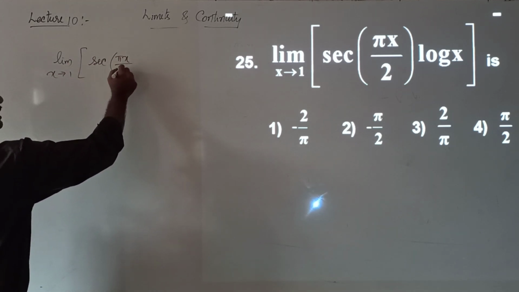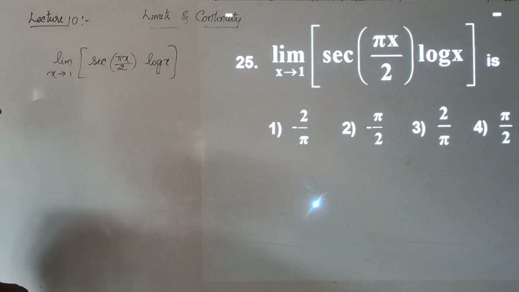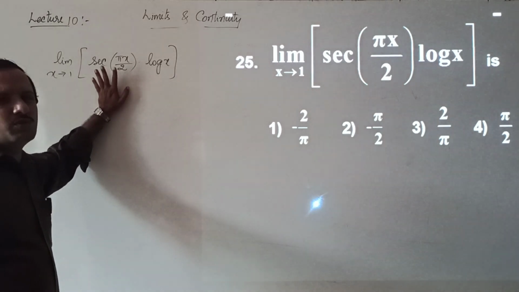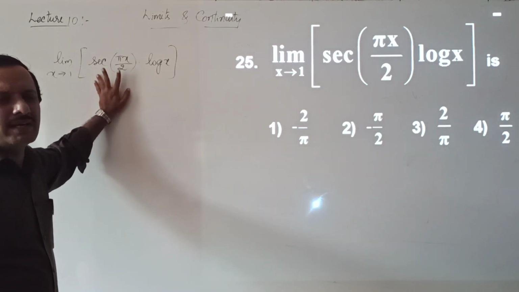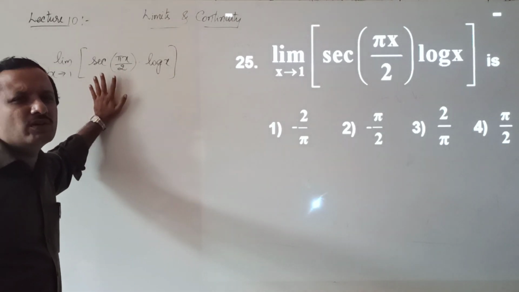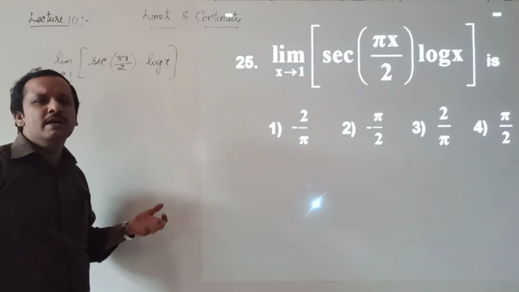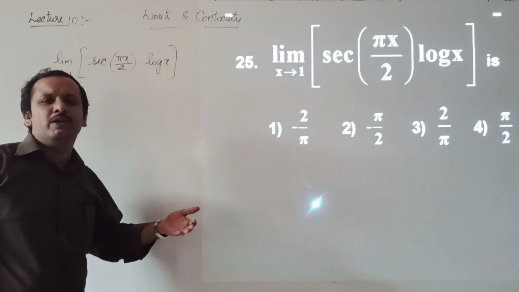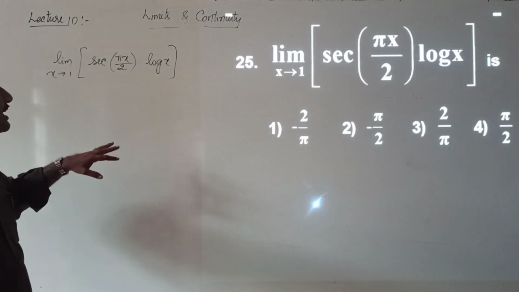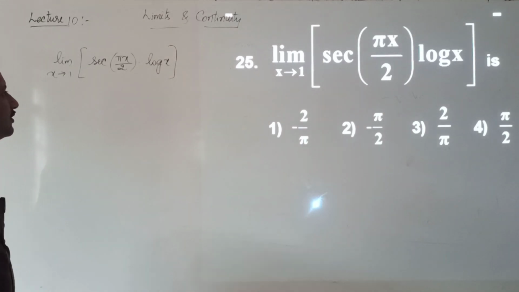Secant(πx/2) into log x is... Now, if I directly apply the limit as x tends to 1, I am getting secant(π/2) into log 1. What is the value of secant(π/2)? Secant(π/2) is not defined, or we can say it tends to infinity because cos(π/2) is 0. Secant is the reciprocal of cos. So if I directly apply the limit, I am getting infinity into 0. Infinity into 0 is an indeterminate form.